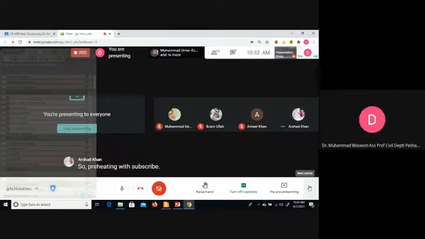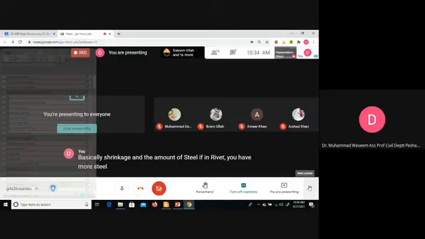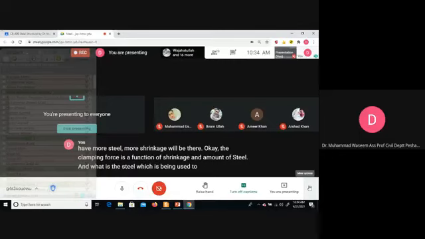Basically, shrinkage and the amount of steel. If in rivet you have more steel, more shrinkage will be there. Okay, the clamping force is a function of shrinkage and amount of steel. And what is the steel which is being used to make these rivets? A502.